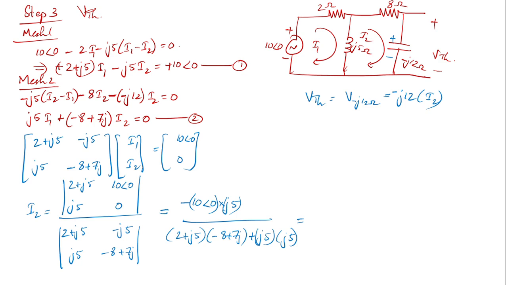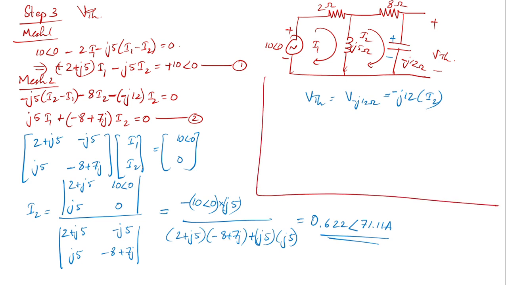Okay, so on solving you will get the value of I2. Your value of I2 is going to be 0.622 angle 71.11 ampere. So I just want you to calculate this and check whether the answer is correct. You just solve it in your calculator and you find out the value of I2.